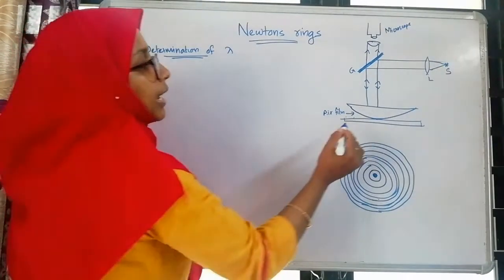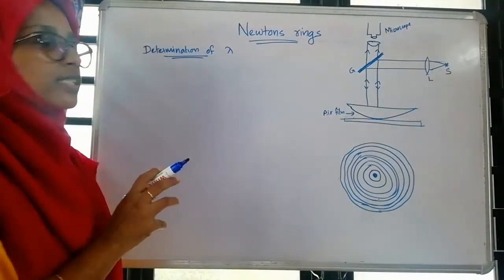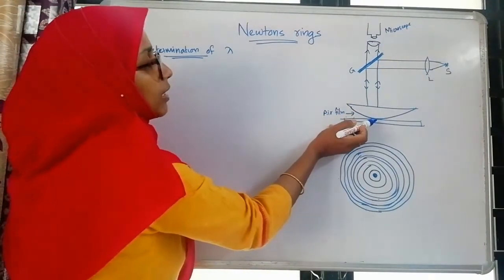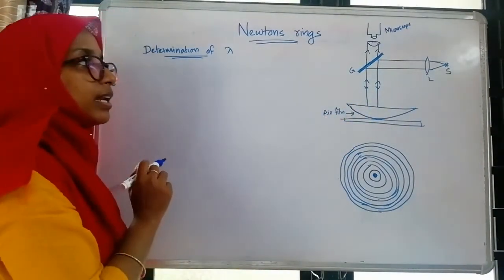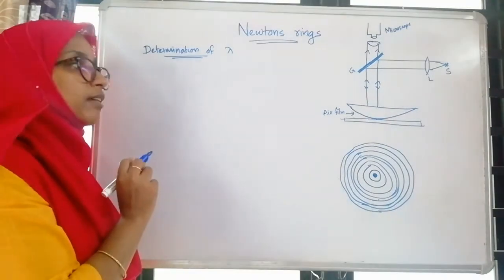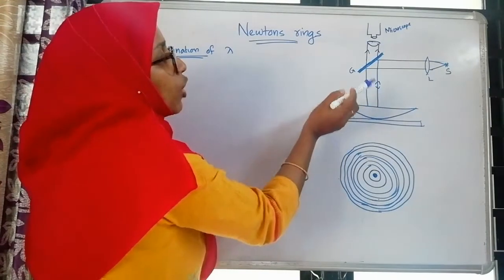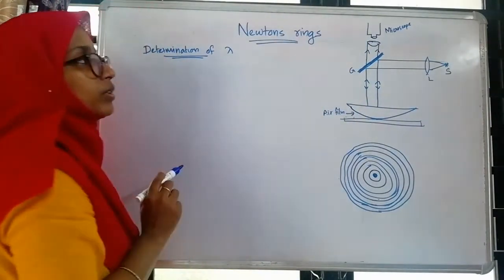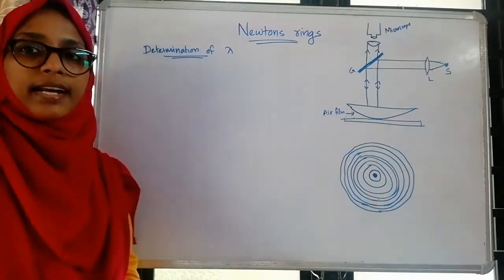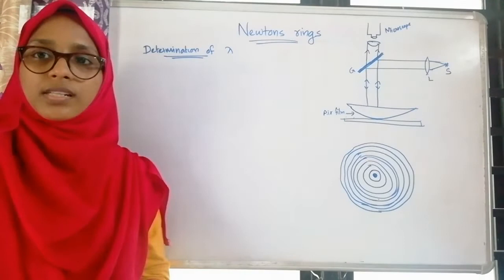From this air film, from the upper surface and the lower surface, these light rays are reflecting back, and these two reflected light rays will interfere to form an interference pattern. This interference pattern will be observed through this microscope which is placed above this Newton's ring arrangement. These are the experimental setup which we need to conduct a Newton's ring experiment.